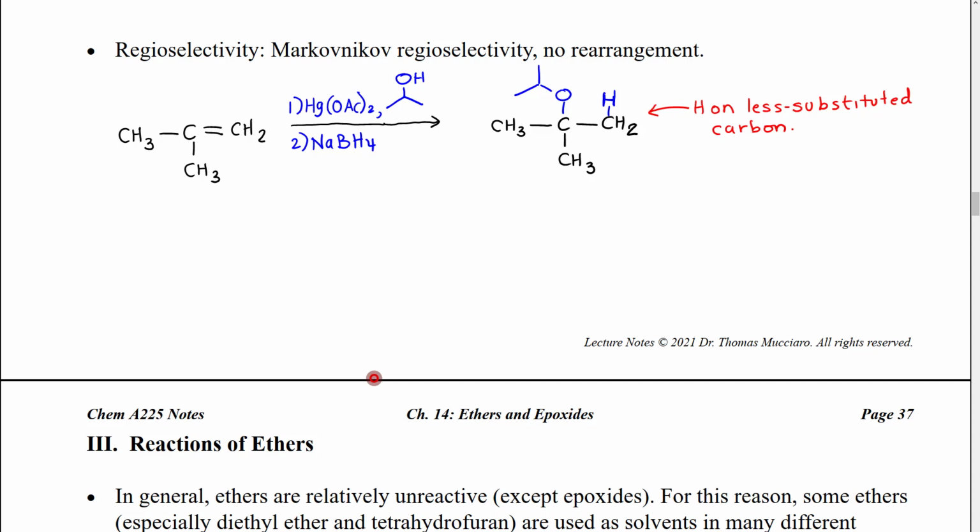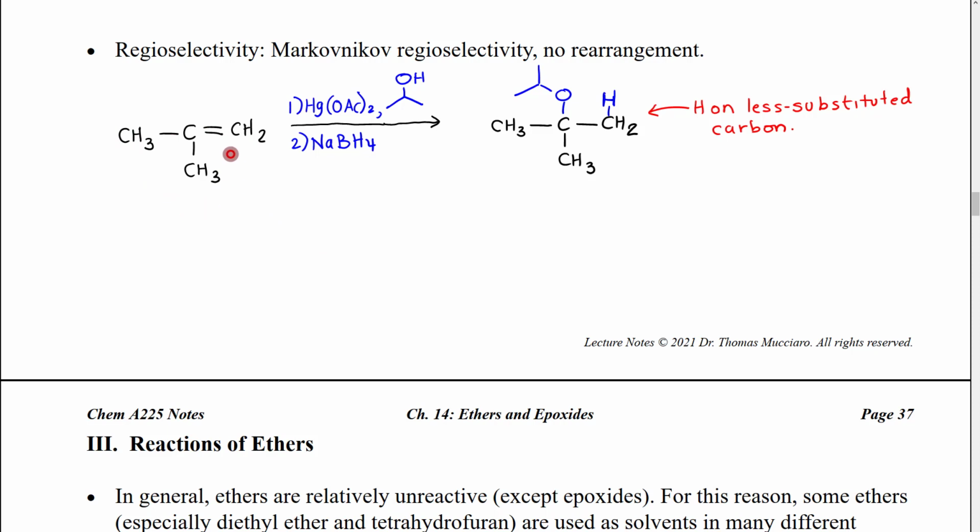This reaction proceeds with regioselectivity. It follows Markovnikov's rule. Furthermore, there is no carbocation intermediate, so there is no rearrangement. Here's an example showing how the regioselectivity works.